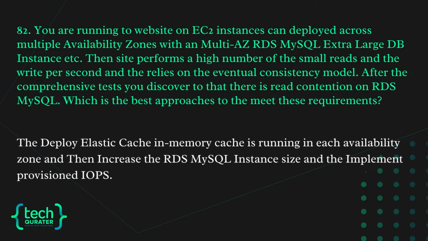You are running a website on EC2 instances deployed across multiple availability zones with a multi-AZ RDS MySQL extra large DB instance. The site performs a high number of small reads and writes per second and relies on the eventual consistency model. After comprehensive tests, you discover that there is read contention on RDS MySQL. Which is the best approach to meet these requirements? Deploy ElastiCache in-memory cache running in each availability zone, and then increase the RDS MySQL instance size and implement Provisioned IOPS.